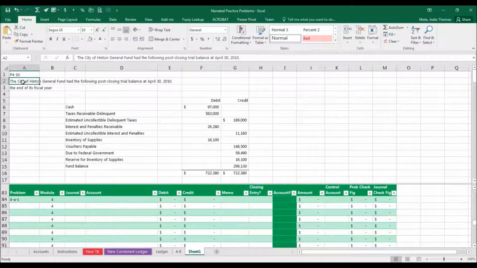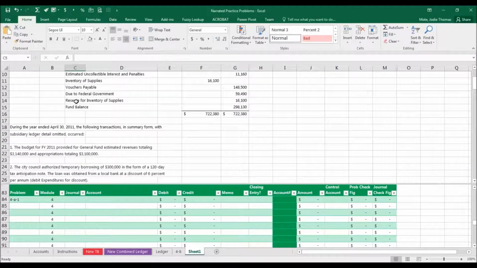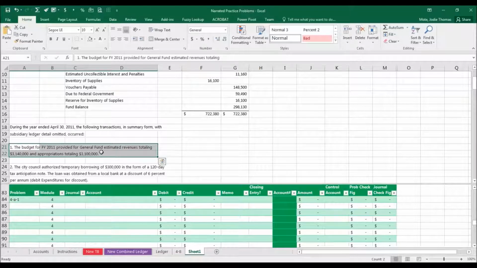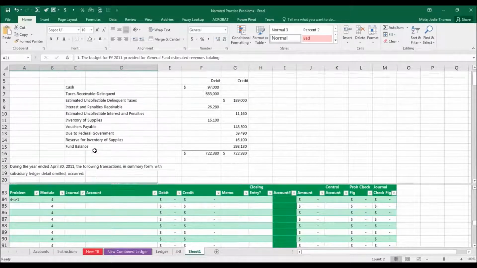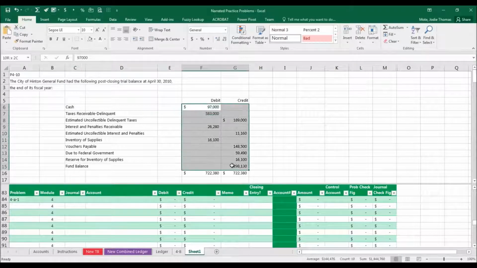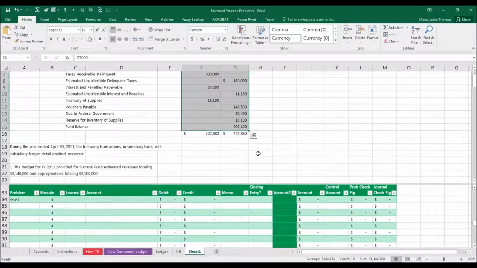City of Hinton General Fund had the following post-closing trial balance as of April 30th, 2010 of its fiscal year, and it gives you the various balances here. And the first entry listed here is to actually record the budget for the current year. Again, here's our opening balances for these various accounts. Those will come into play a little later in the module here.